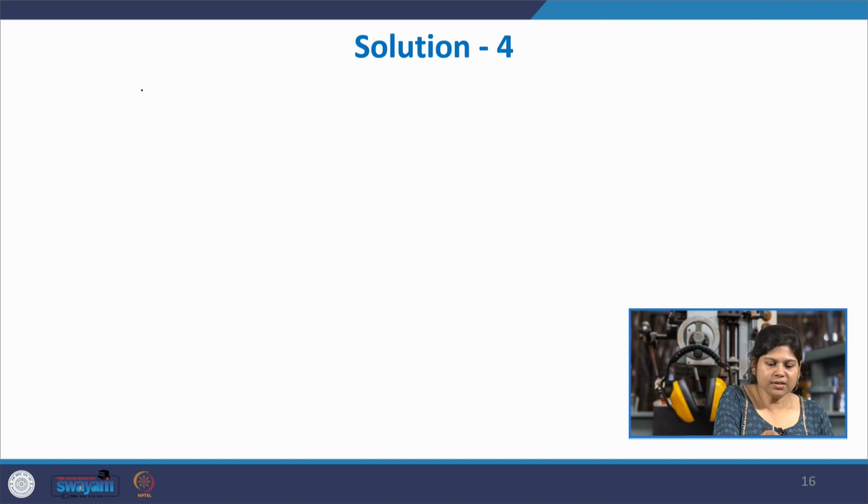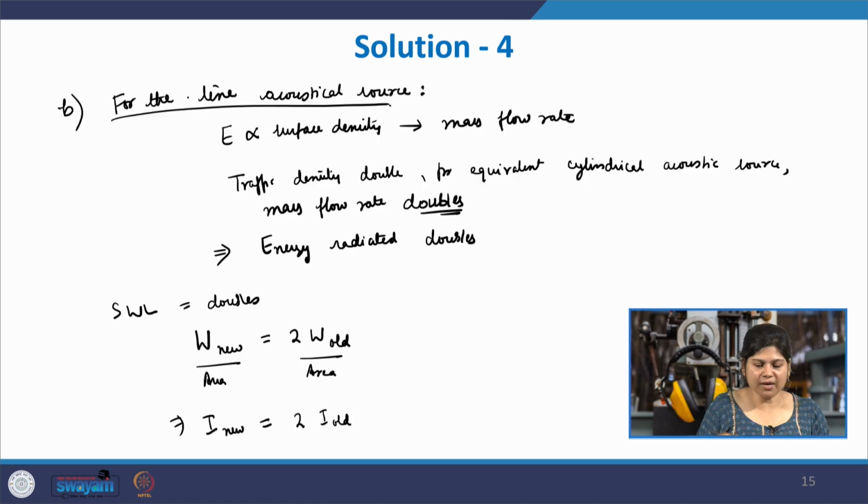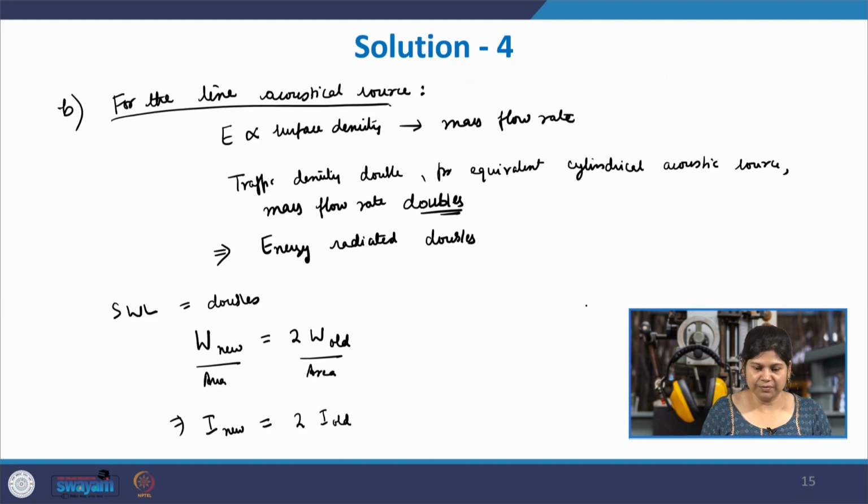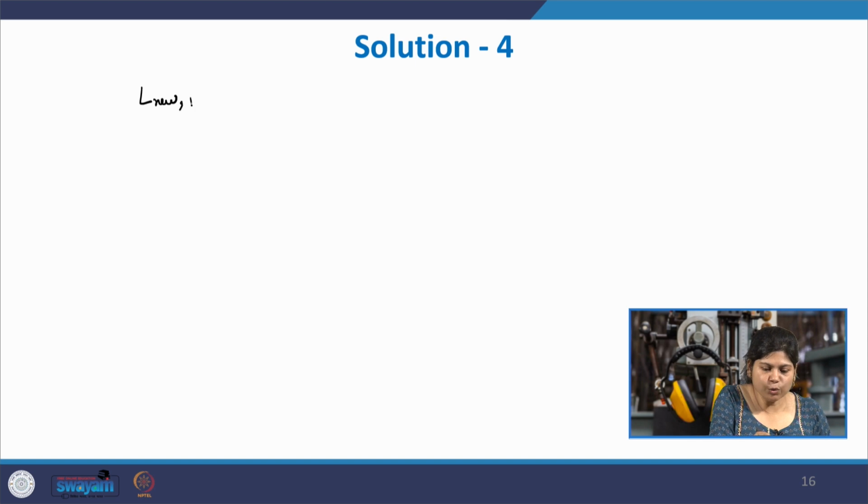Okay. Now, what is the net? What has been asked in this problem is, when the traffic density is doubling, how will the level at the building B change? So, let us say the new L at B is given by definition. So, it can either be given as 20 log 10 of P at B by P reference, and you know that SPL and SIL are same. So, in the same way it can also be written as 10 log 10 of I new at the building B by the I reference, and this is what?